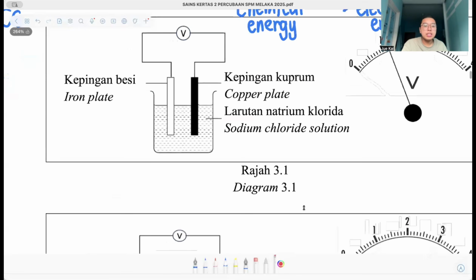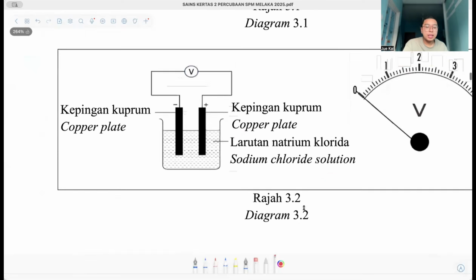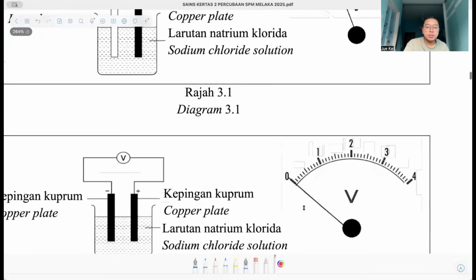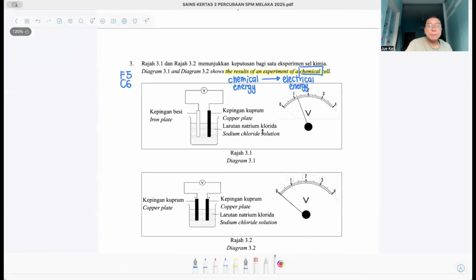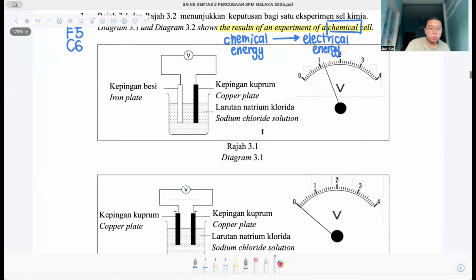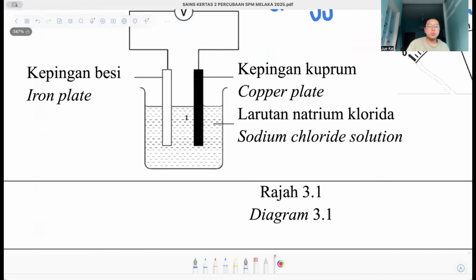Okay, you can see we have two types of chemical cell, different reading. So, I tell you, recently, questions like to ask about these two things, these two plates. They like to change one. Okay, they like to change. Maybe this side will be iron, this side will be copper.